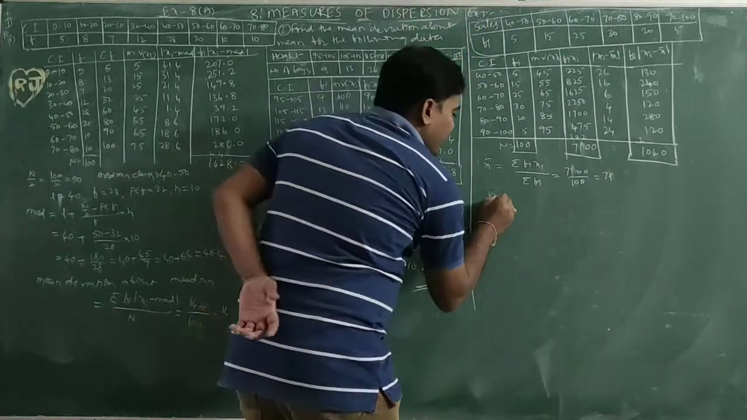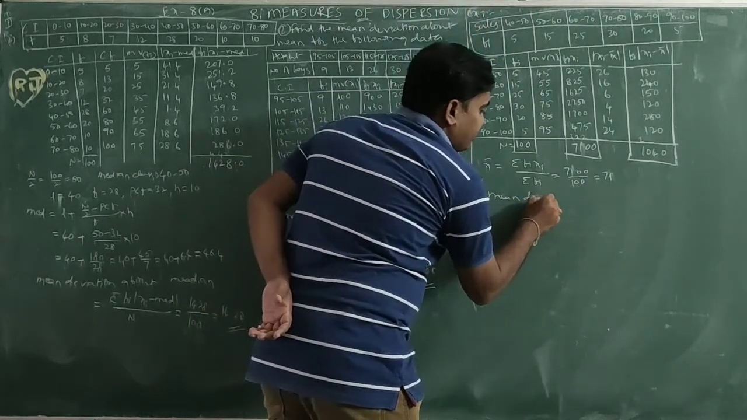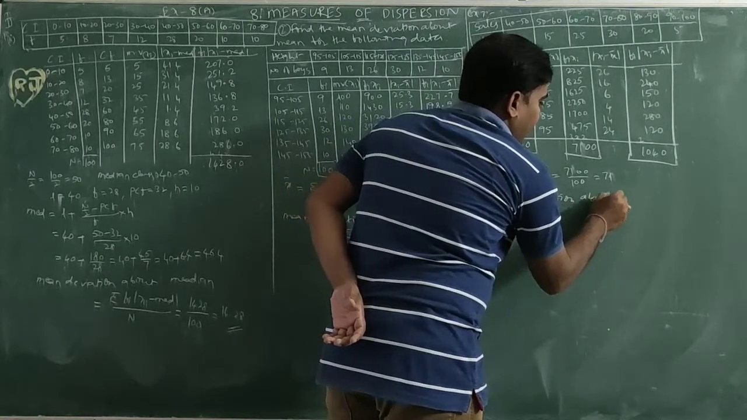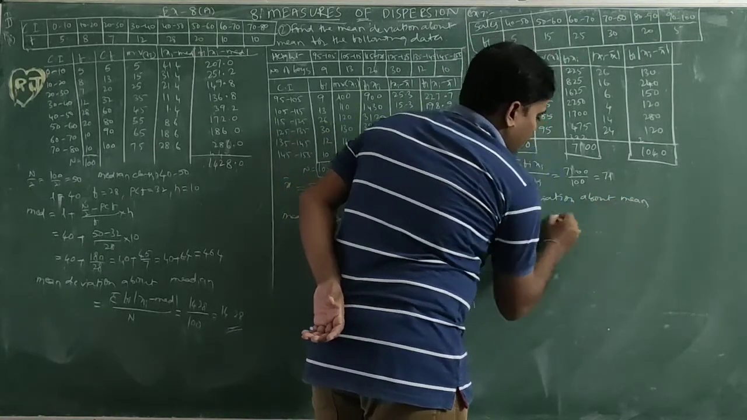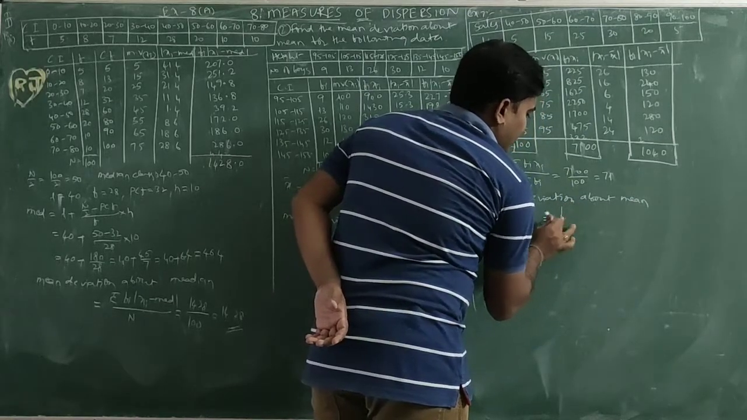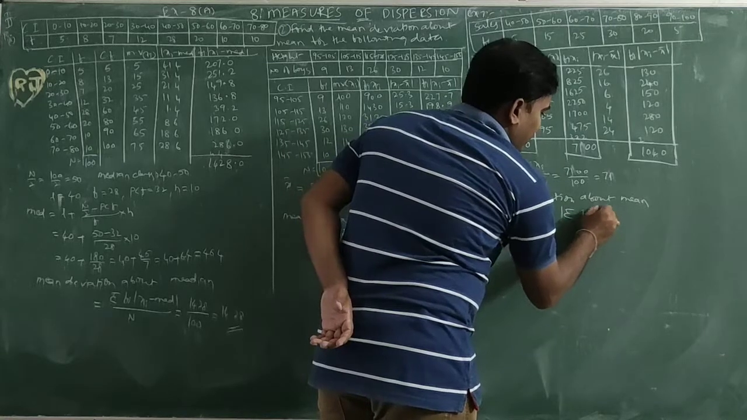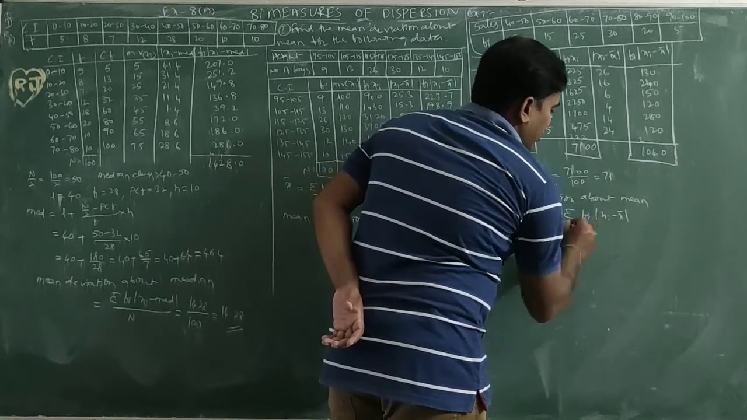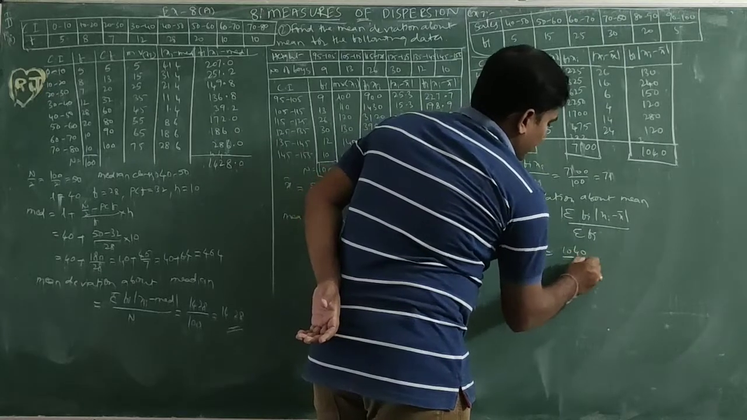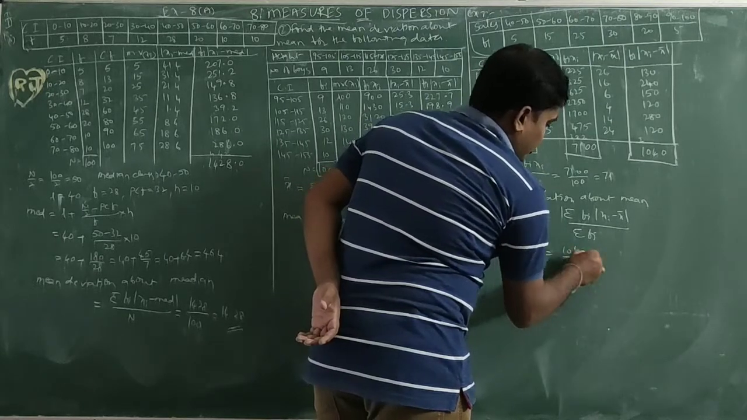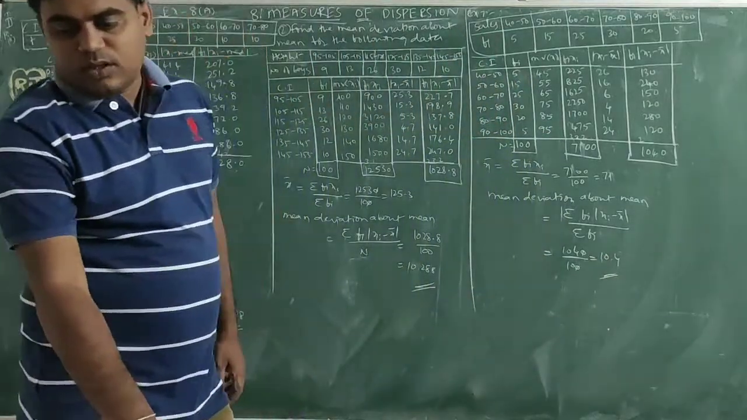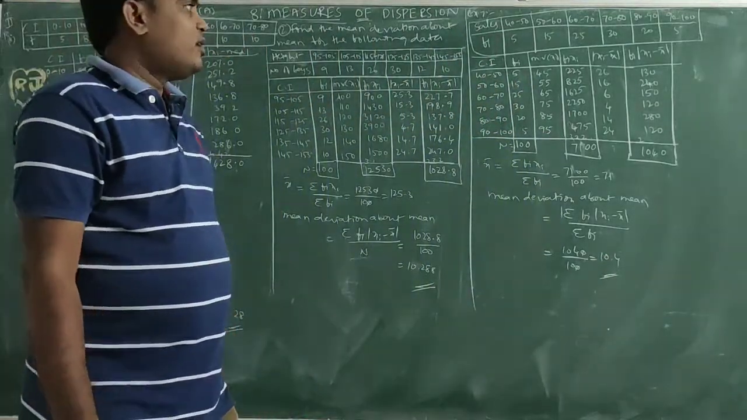Now mean deviation about mean equals sigma fi mod xi minus x bar by sigma fi, which is equal to 1040 by 100. Zeros cancel, so 10.4. So 10.4 is the required answer.